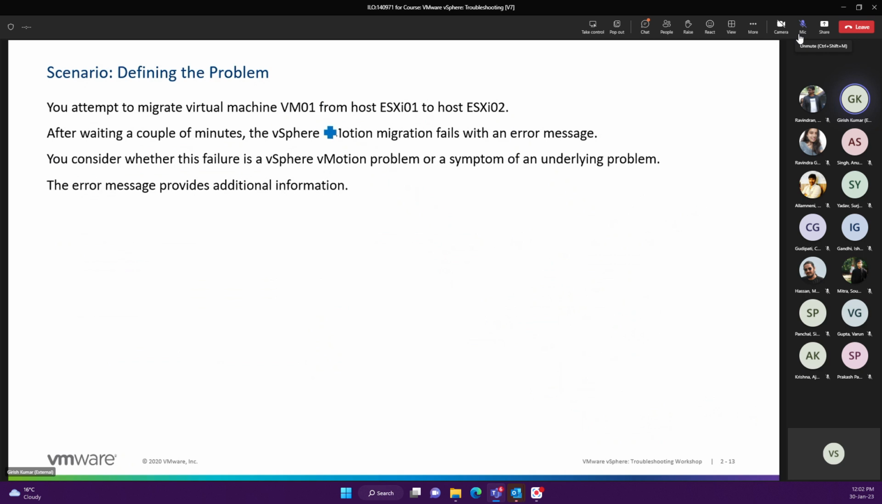If something is really something you think you must know, then consider this scenario: you attempt to migrate a virtual machine, named VM01, from host 01 to host 02. After waiting a couple of minutes, the vMotion migration fails with an error message. Getting the point? You are moving the virtual machine simply as a live migration.